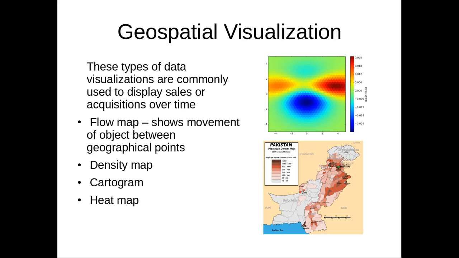There are flow maps, which show movements of objects between geographical points. Then there are density maps, cartograms, and heat maps. Here you can see a heat map, and here you can see a population density map of Pakistan.